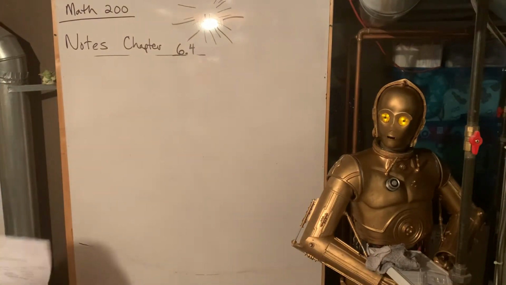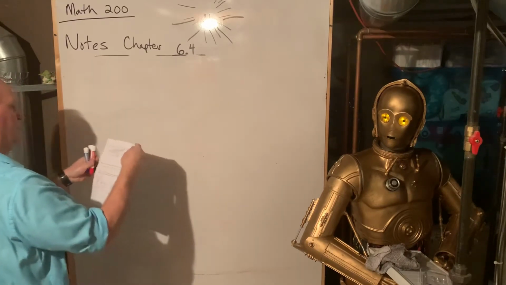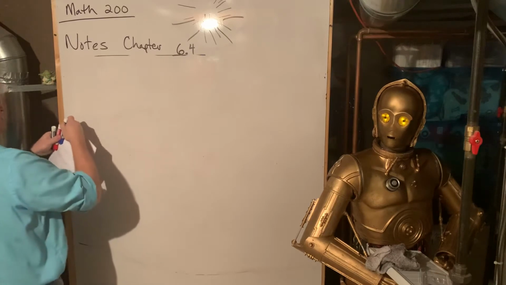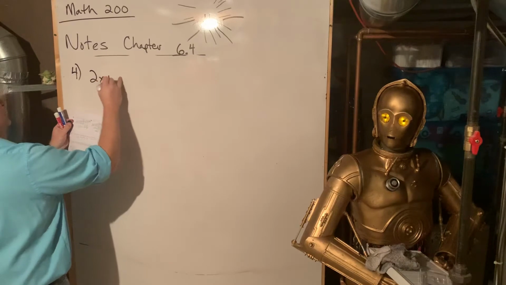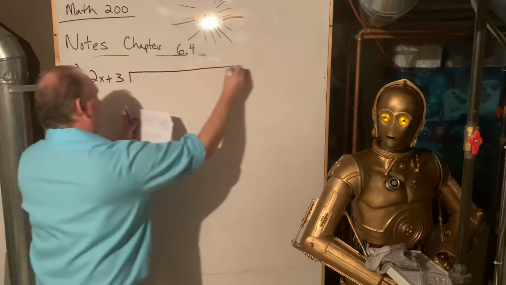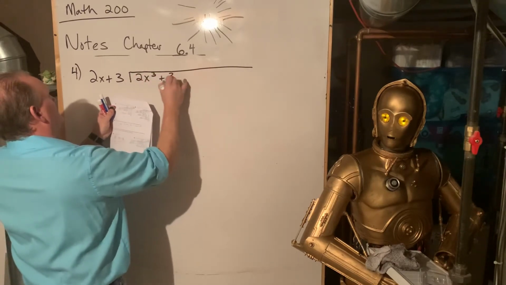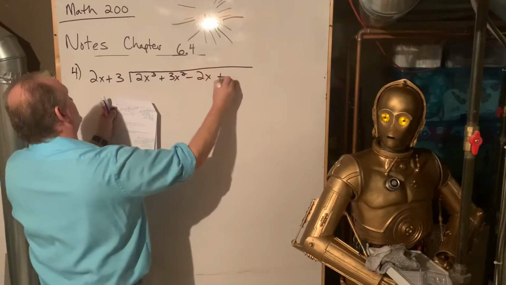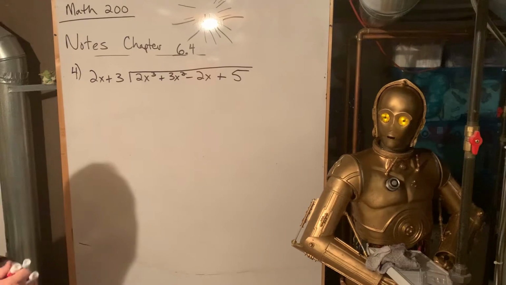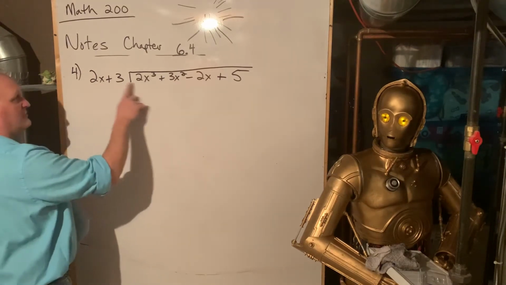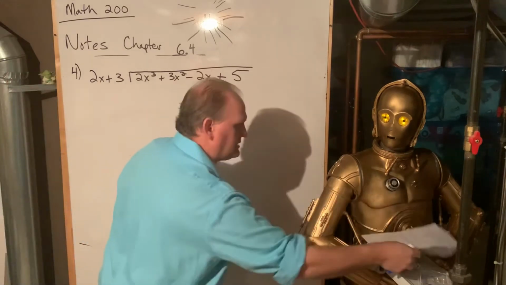10-minute mark. So, number four, it's a little more tedious. I don't think it's really that much more difficult. It's 2x plus 3 into a polynomial with four terms. So, 2x cubed plus 3x squared minus 2x plus 5. So, that is a third degree polynomial. So let's do that. We've got 2x times what gives me 2x cubed. So we're missing an x squared.